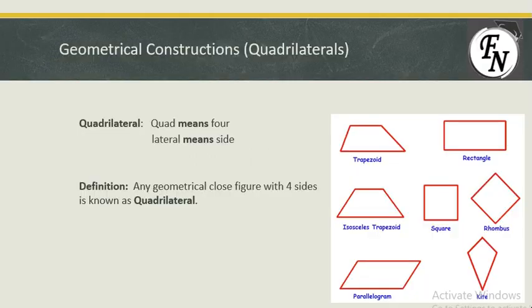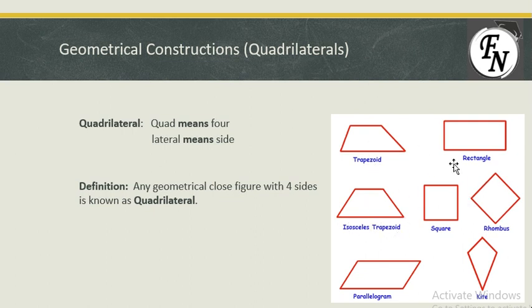First of all, what are quadrilaterals? When I talk about the term quadrilateral, quad means four and lateral means sides. That means a quadrilateral is a shape with four sides. So the definition states that any geometrical closed figure with four sides is known as a quadrilateral.